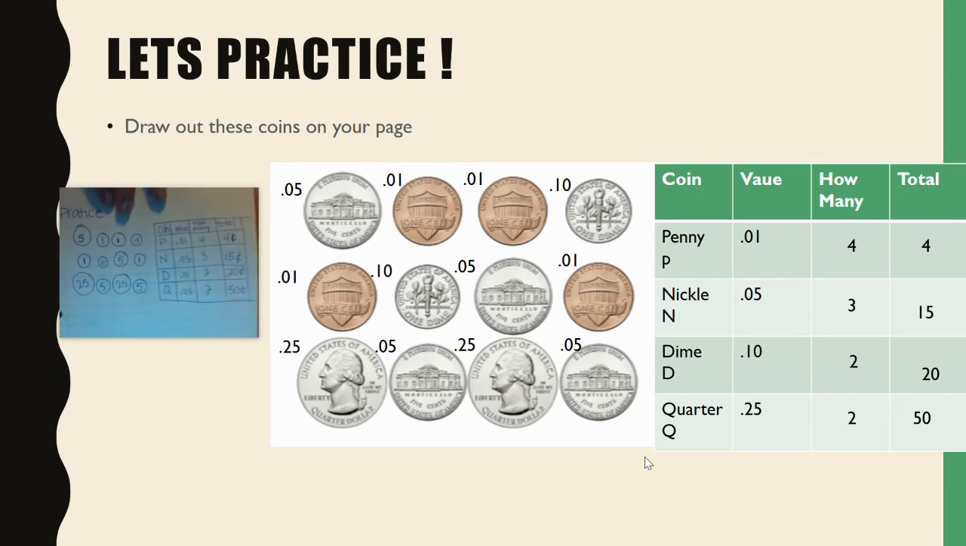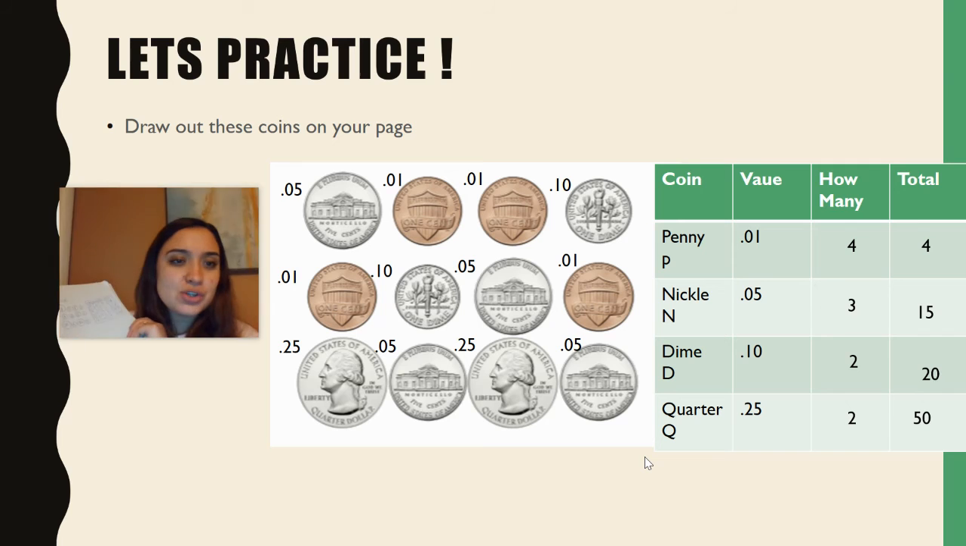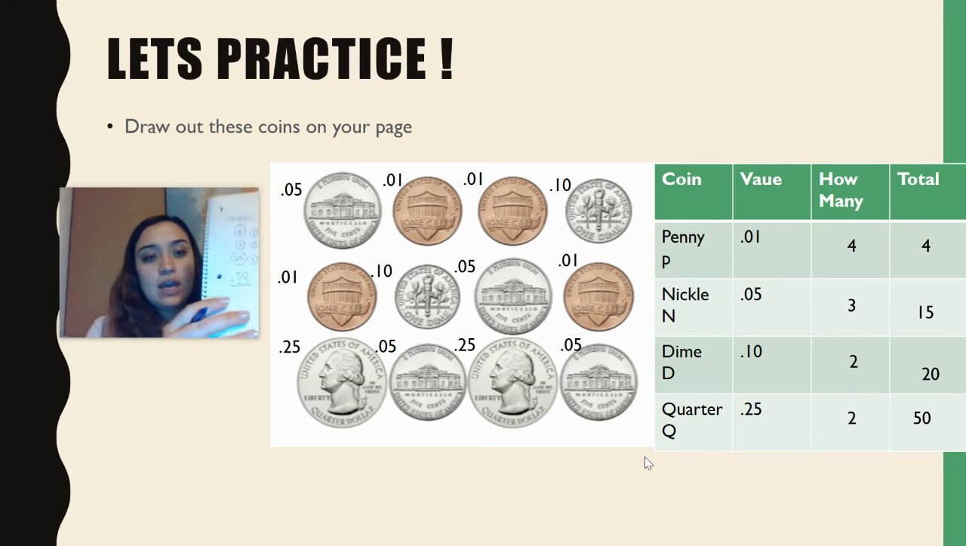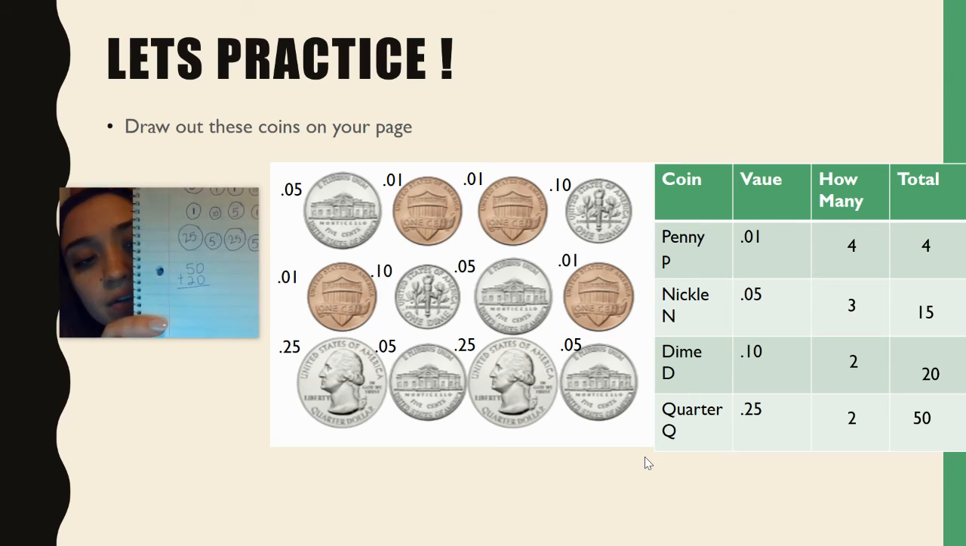Okay, so now that I have all these totals of my pennies, my nickels, my dimes, and my quarters, I want to find the total of everything I have here. So to do that, I'm going to need to add together all those numbers. So I'm going to start by adding my bigger numbers. I'm going to add my 50 cents plus my 20 cents. So let's go ahead and do this part together. 50 plus 20 gives us what?